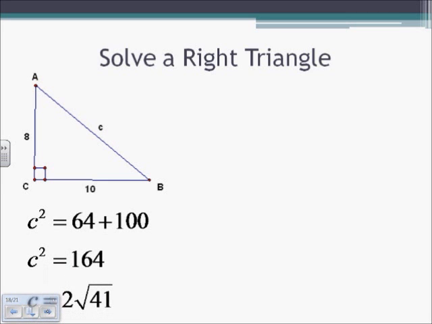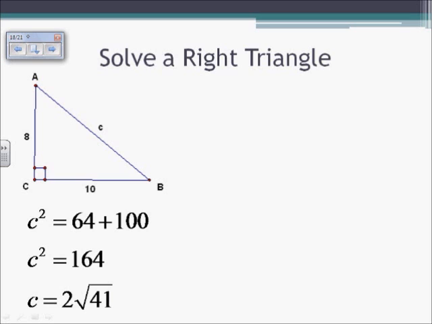Let's start with, of course, C. So using Pythagorean theorem from before, we can say that C squared is equal to 8 squared, which is 64, plus 100, which is 10 squared. And then we simplify and solve, and C is equal to 2 square root of 41.